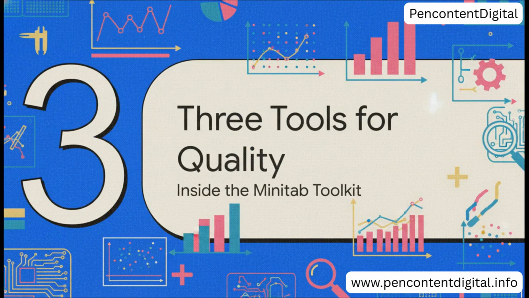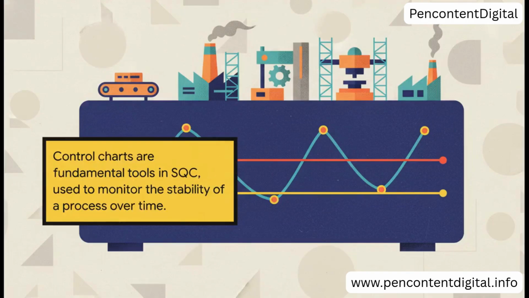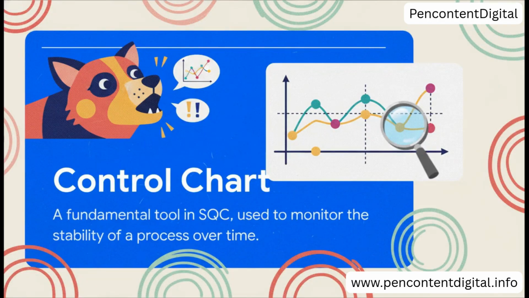All right, so we get what Minitab is, but how does it actually work? Let's dive in and explore 3 of its most powerful tools that engineers are using every single day to guarantee quality. First up is the control chart, and honestly, this is one of the most fundamental tools in the whole quality control playbook, and for a really good reason. The best way to think of a control chart is as a watchdog for your process. It's a simple graph that just keeps an eye on things over time, and it starts barking the second anything starts to drift off course, even a little bit. It's all about making sure your process is stable and predictable.